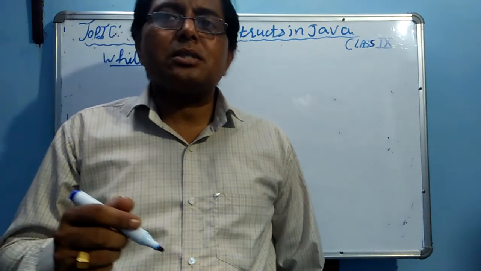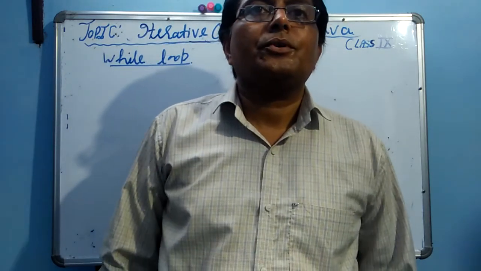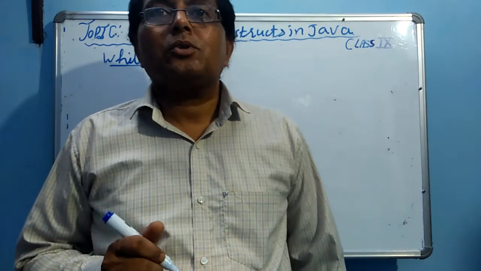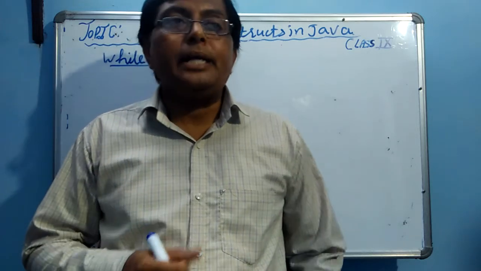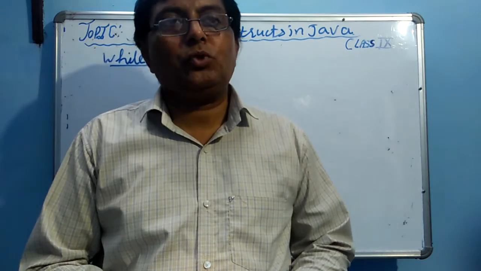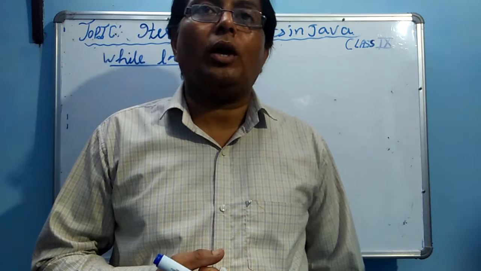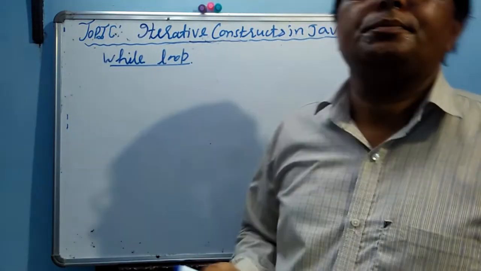So it is of two types. One is the while loop, which you can say is an entry control loop. And the second one is the exit control loop, where we use the do while loop. First of all, we will discuss the while loop.